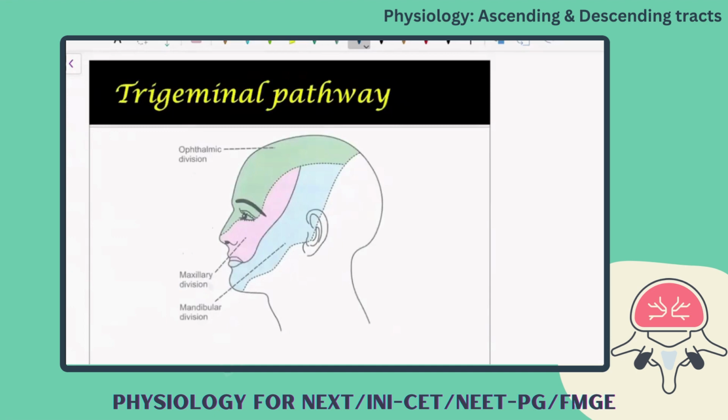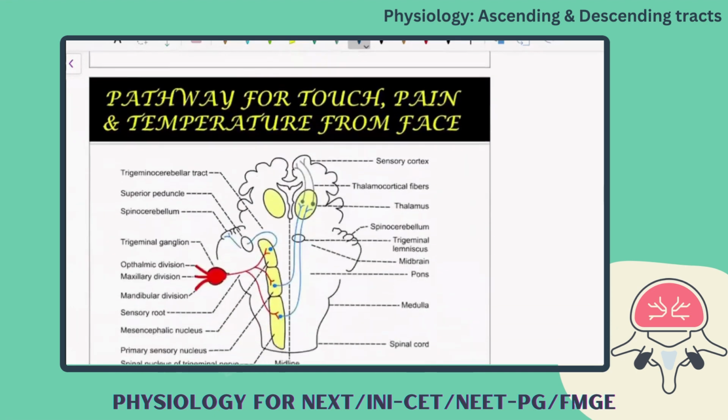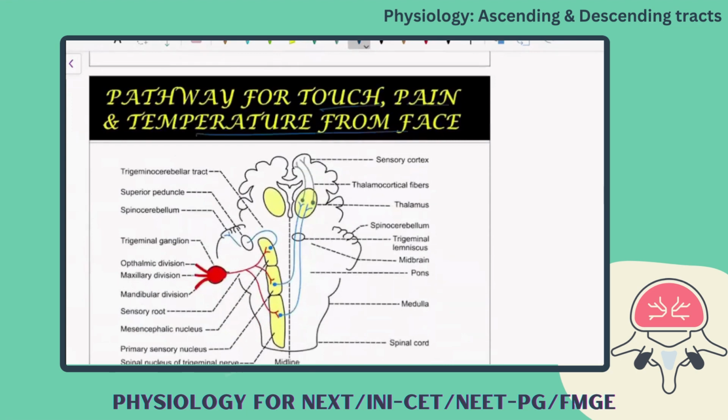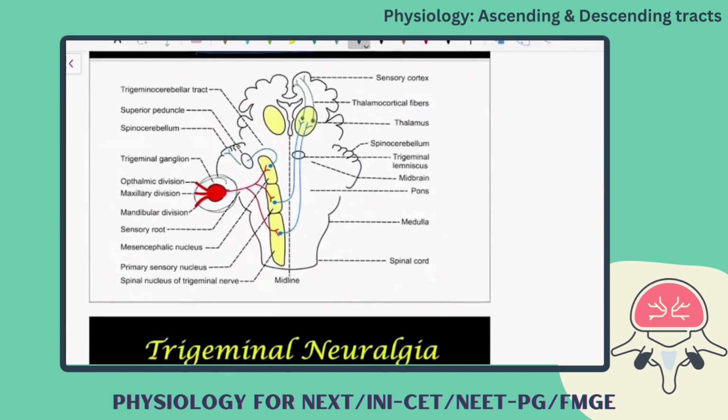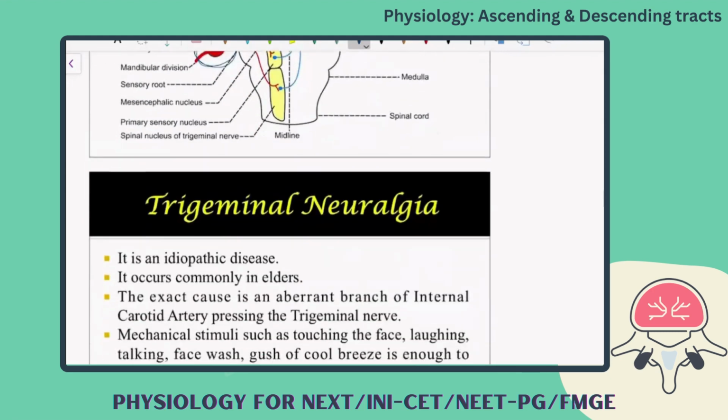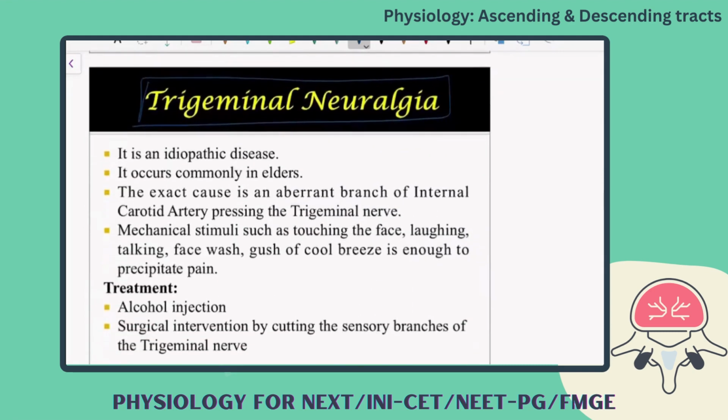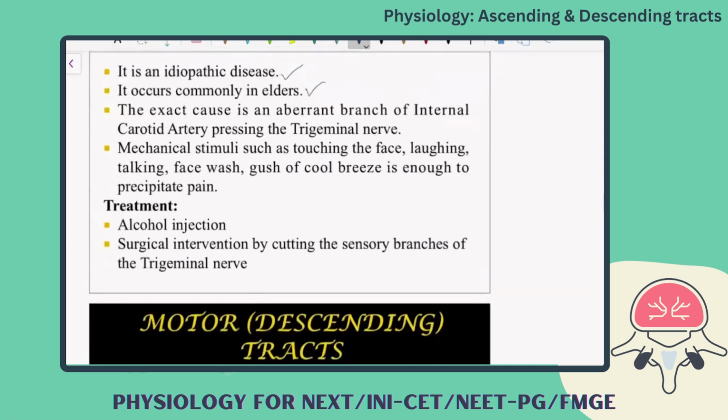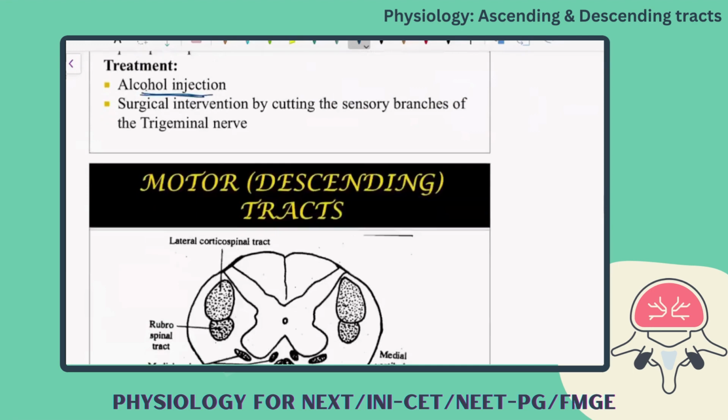So this trigeminal nerve is responsible for carrying the touch, pain and temperature sensation from the face. If there is swelling in the trigeminal ganglion, this will result in a condition called trigeminal neuralgia. The cause of this is idiopathic, and it is most common in elders. The treatment most commonly given is alcohol injection to relieve the inflammation of the trigeminal nerve in order to relieve the symptoms. Okay, so that you remember.